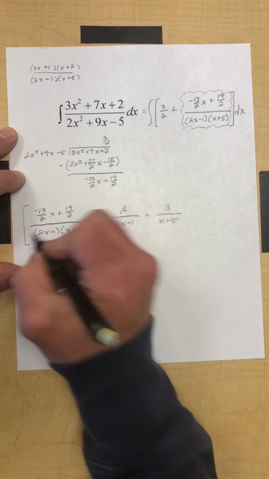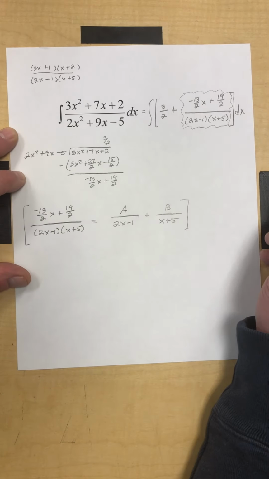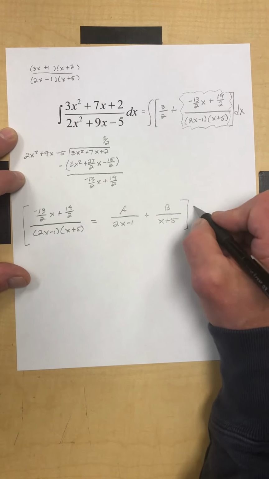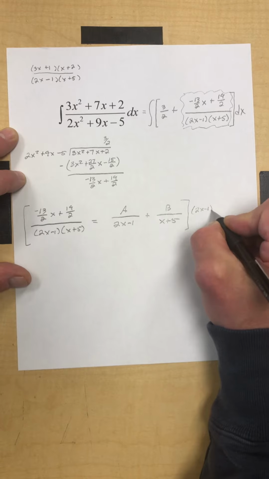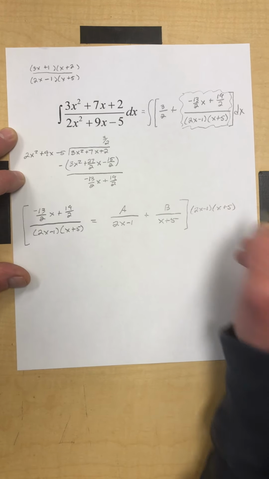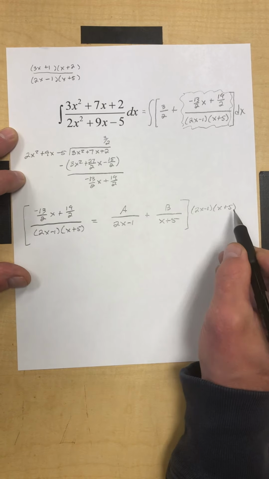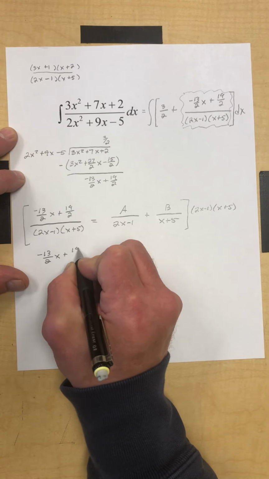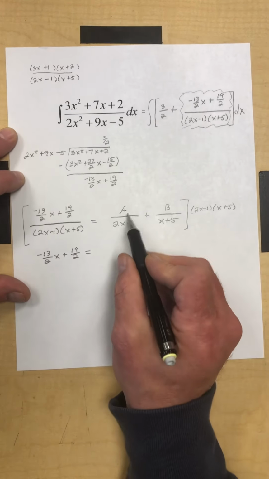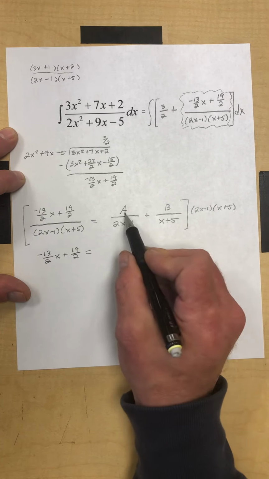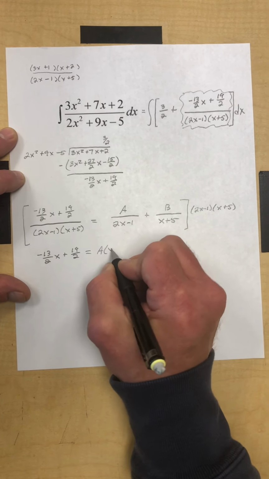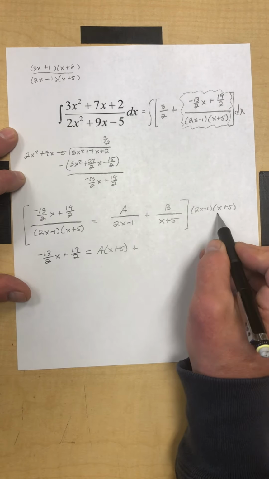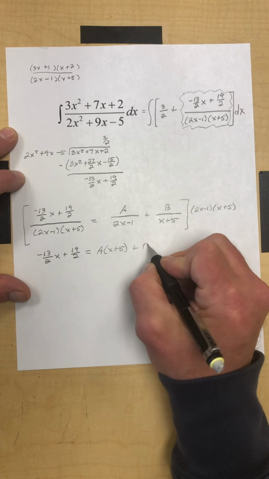If we take this whole thing and multiply through by this guy, it'll get rid of all the denominators and get rid of the fractions. So I multiply through by 2x minus 1 and x plus 5. All these cancel with those. So I get negative 13 halves x plus 19 halves equals A times x plus 5, since the 2x minus 1 cancels there, plus, here the x plus 5s cancel, so I'd get B times 2x minus 1.